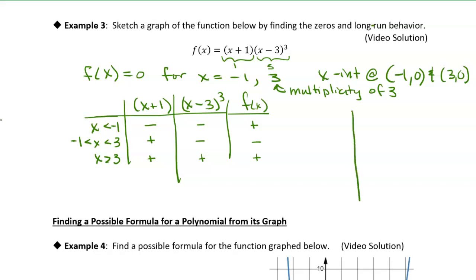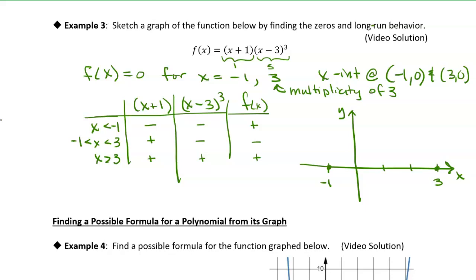I'm just going to draw some axes here. This is my x-axis. This is my y-axis. And I'm going to draw in where those zeros are. So we have one at -1, and let's go 1, 2, 3. We have one at 3 as well. And so we have zeros here and here.